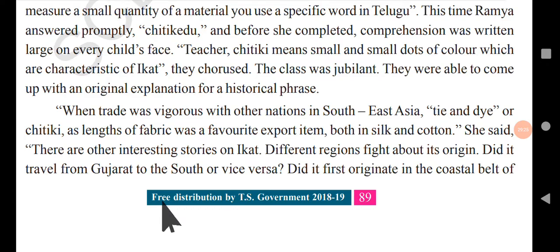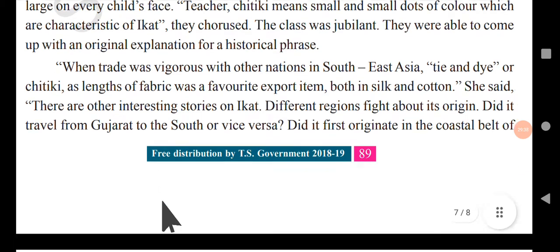Even different countries were fighting for this term, which is ikat. And she was also asking, did it travel from Gujarat to South or vice versa? From Gujarat in the north to the South states, or did it originate in the coastal belt of Andhra Pradesh and travel to Nalgonda? Nobody knows from where it originated. Since there was no proper historical documentation, there was no solution for this dispute. No one knows from where this ikat type of cloth was produced. Nobody knows its origin.